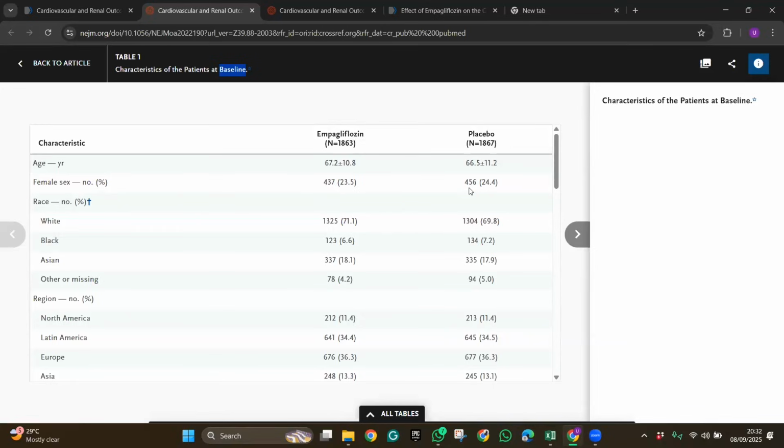Similarly, 456 patients among the placebo group. The total population for the placebo group is 1867. Out of them, 456 were females. And again, the percentage is written in brackets, right?